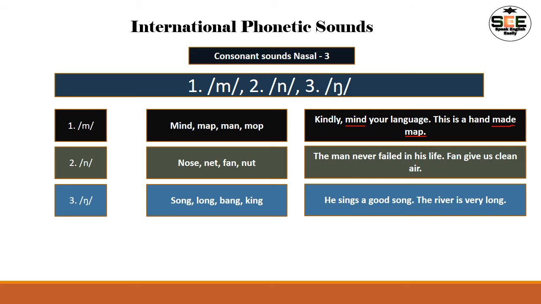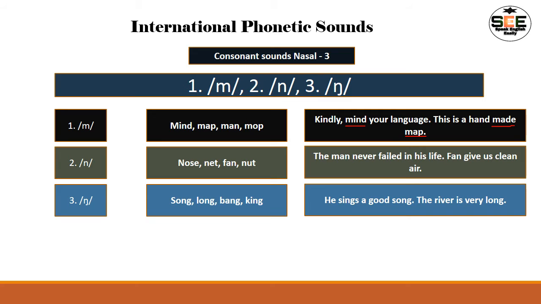Next, come to number 2. It is symbolized with the n sound, small n. Here we can find some words which will help us to pronounce this sound. First of all, it is no as in nose, net, fan, nut.